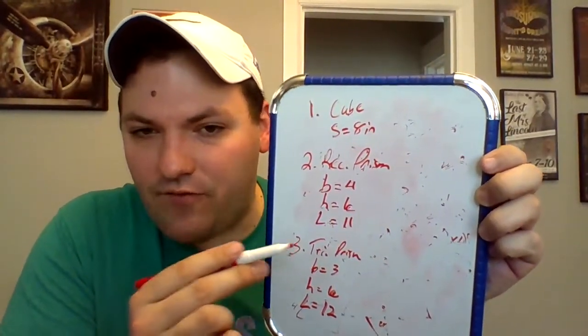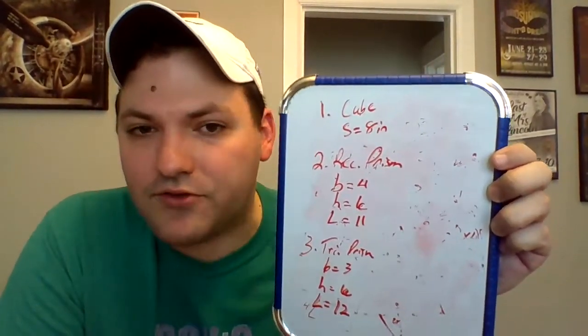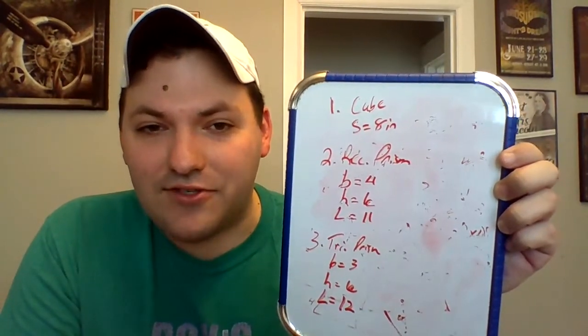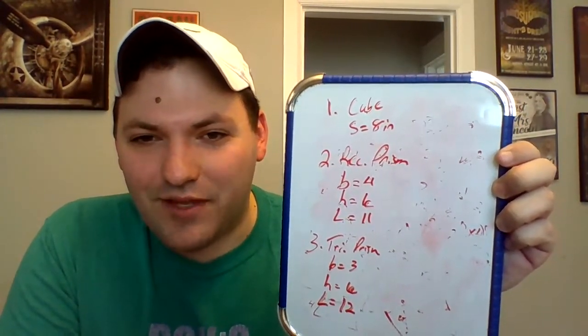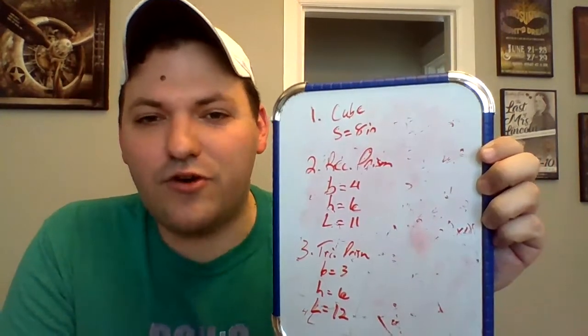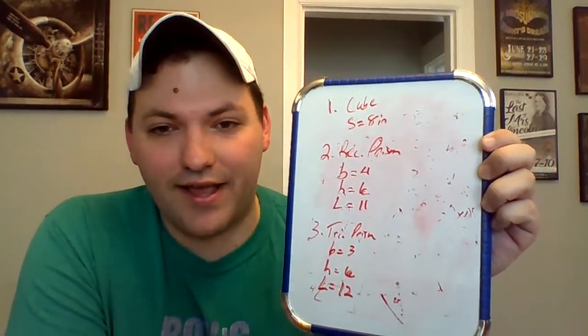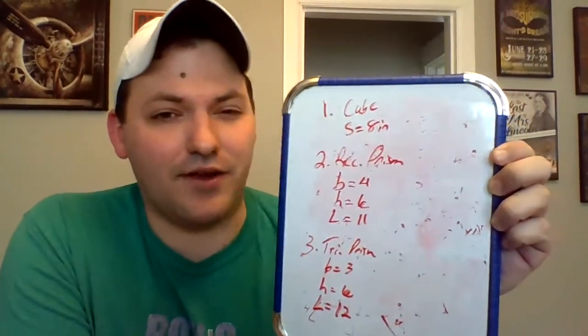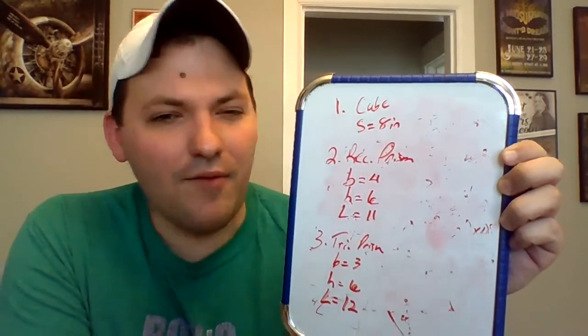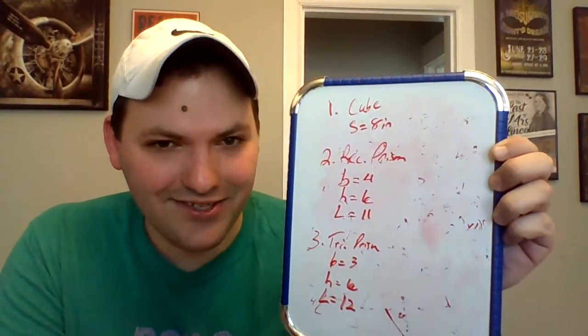Remember, I want you to solve one of these, post it on Google Classroom, and then I want you guys to give us your own version of a cube, a rectangular prism, or a triangular prism. Give us the dimensions and see if your classmates can solve it for you. That means you also have to know the answer, okay?